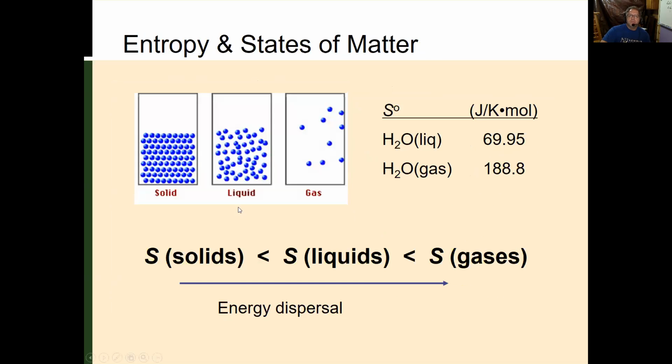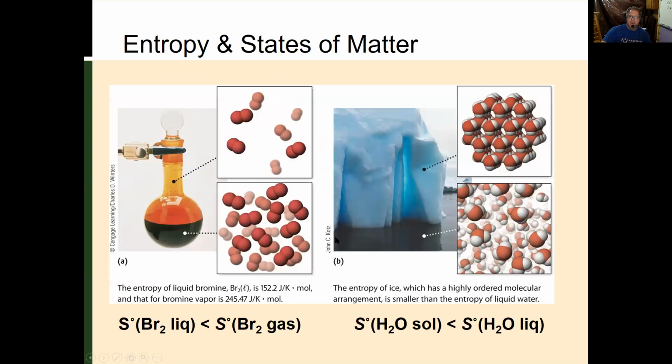All right. If we take a look at entropy in states of matter, you can see this a little bit more. Okay. Bromine liquid versus bromine gas. Notice the arrangements there. There's far more arrangements in the gaseous state, so it's going to be a lot greater than that.